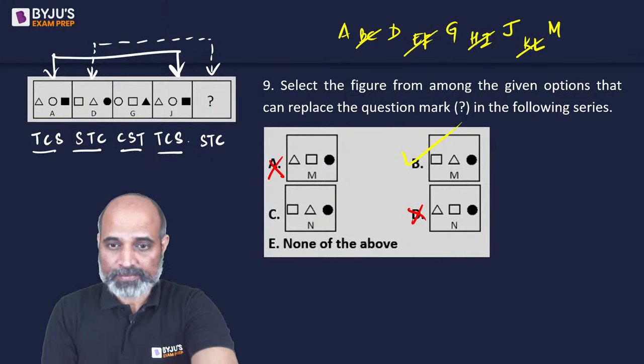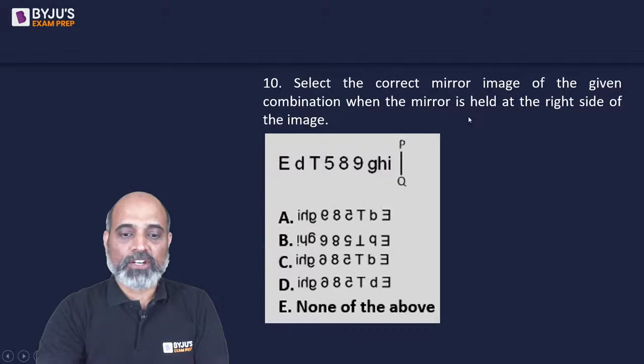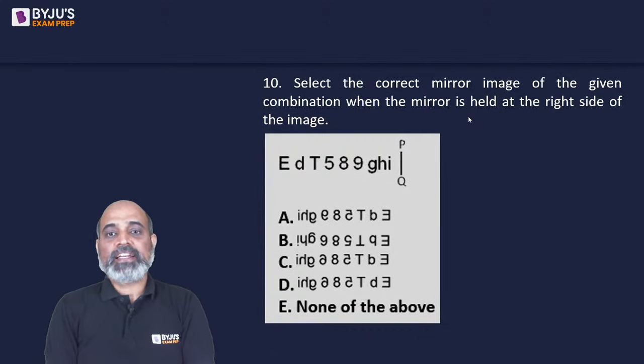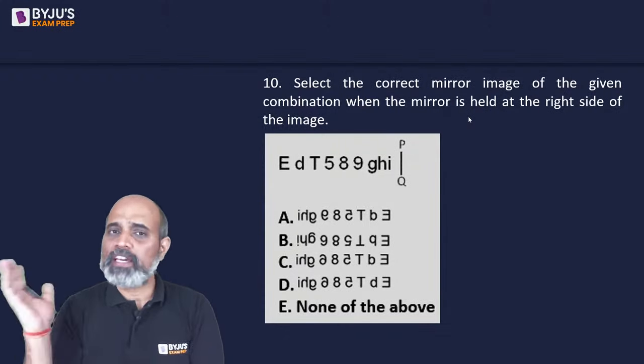Good, good, good. Very good. सबका सही है. ठीक है? Okay, next one. Select the correct mirror image of the given combination when the mirror is held at the right side of the image. अब सबको नहीं करेंगे.